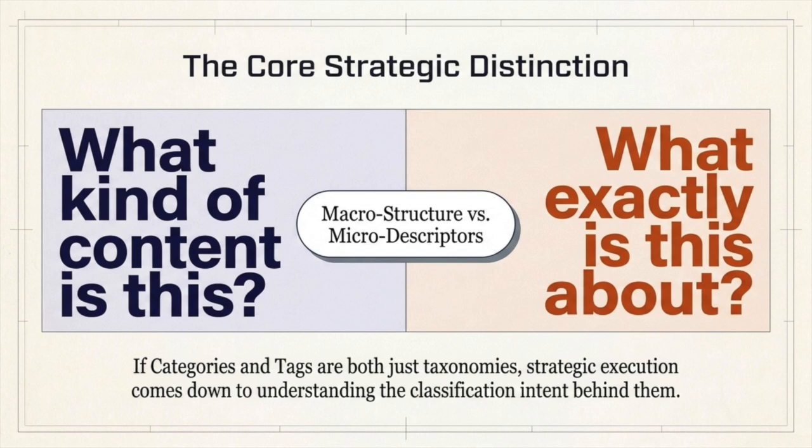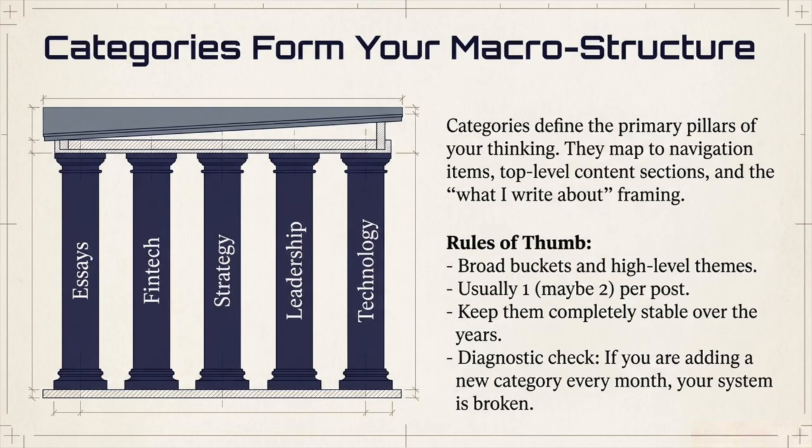When we isolate categories and tags, their execution comes down to classification intent. Categories define macro structure, answering what kind of content is this. Tags, on the other hand, act as micro descriptors, answering what specifically is this about. Think of categories as the foundational pillars supporting your platform. They represent your main navigation items and primary broad themes. Keep them highly stable. Aim for just 1 or 2 per post. And here's a quick diagnostic check. If you're creating a new category every single month, your structural system is likely broken.